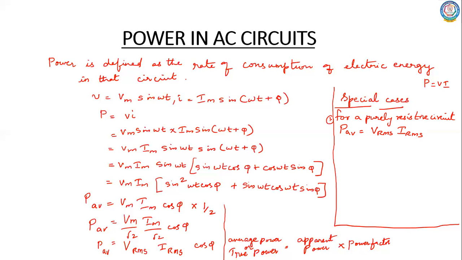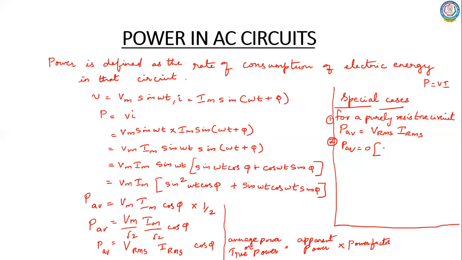Then the second case is when we consider the circuit to be purely inductive or purely capacitive. In a purely inductive circuit or a purely capacitive circuit, we know that the phase angle between current and voltage is plus or minus pi by 2. I am just recalling the concepts we have already read. Plus or minus pi by 2 means 90 degrees. So when I substitute cos 90, this becomes 0. Hence average power is 0.